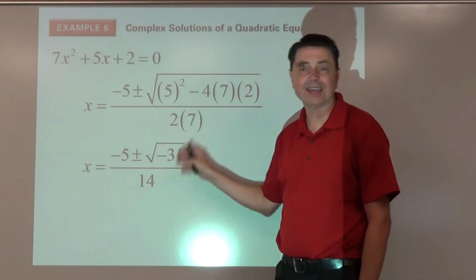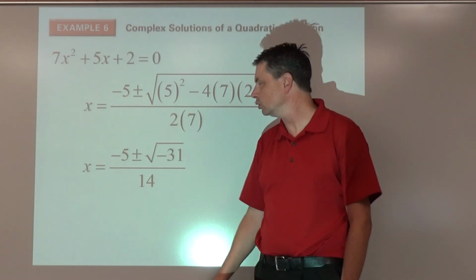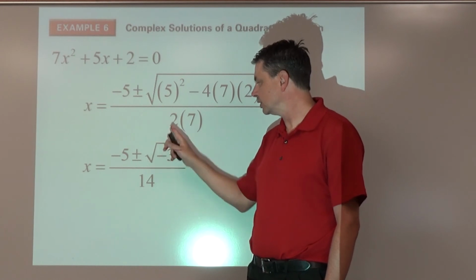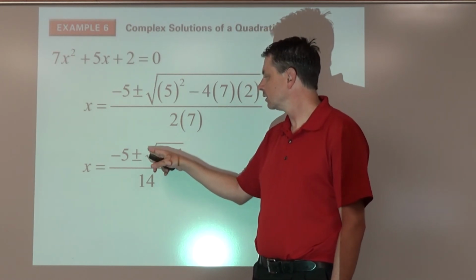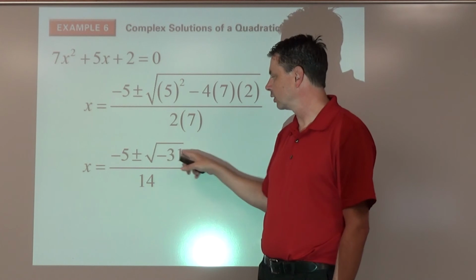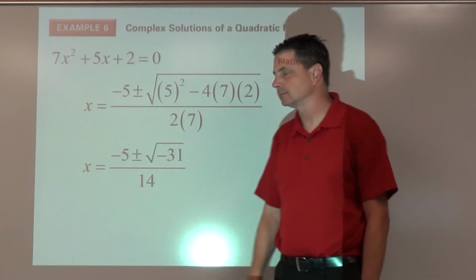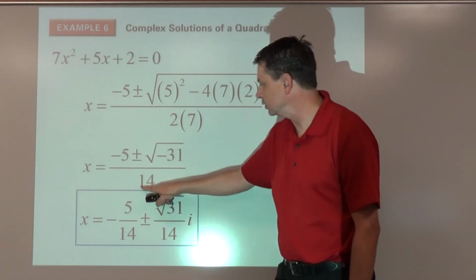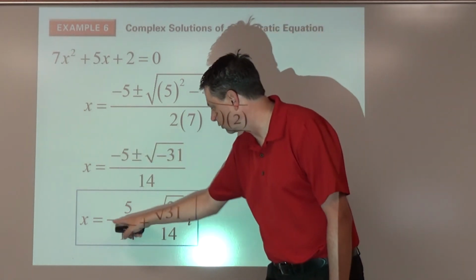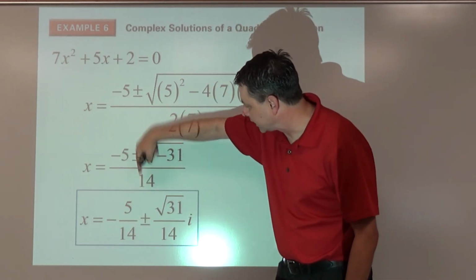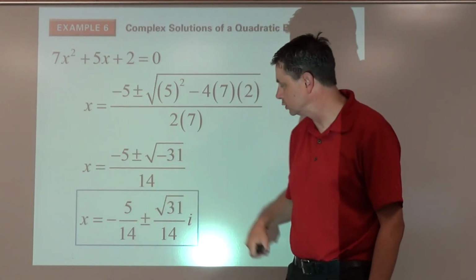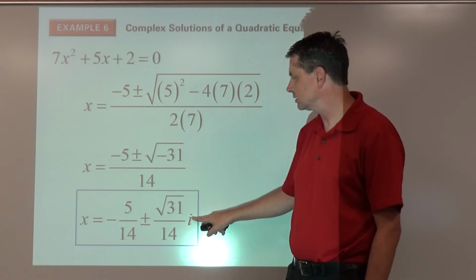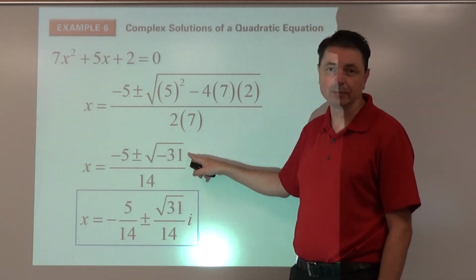So previously we'd say, hey, that has no real solutions, and that's true. This is going to tell us it's going to have some imaginary solutions. So this just becomes the square root of 31 times i. And if we then distribute the division, negative 5 over 14, plus or minus, that's going to create two solutions, square root of 31 over 14 times i, because the i came out.